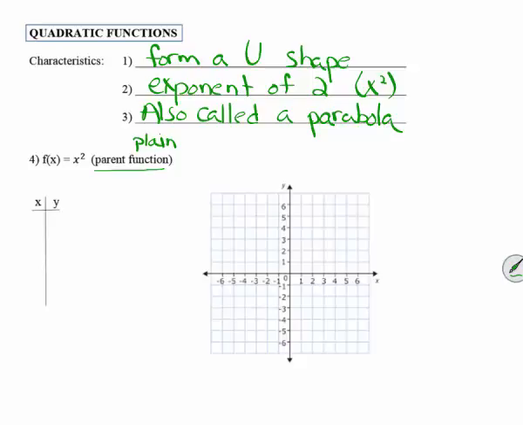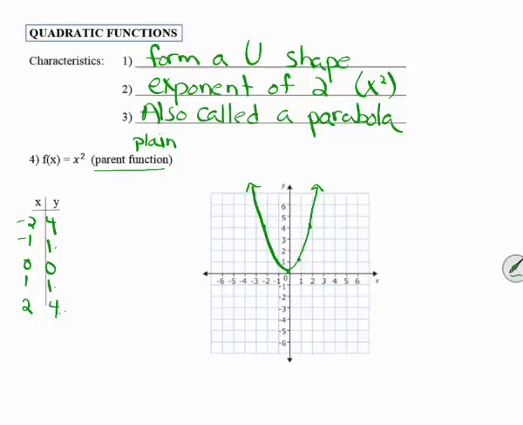So when I take a look at this, again, I'm going to do my -2, -1, 0, 1, 2. So now I'm going to square those. So -2 squared is 4, -1 squared is 1, 0 squared is 0, 1 squared is 1, 2 squared is 4. Notice over here we now have some repeats in our y values, and that's going to happen in a parabola. So let's take a look at what this is going to look like. So we're going to have (-2, 4), (-1, 1), (0, 0). Okay, so we get this nice continuous U shape.